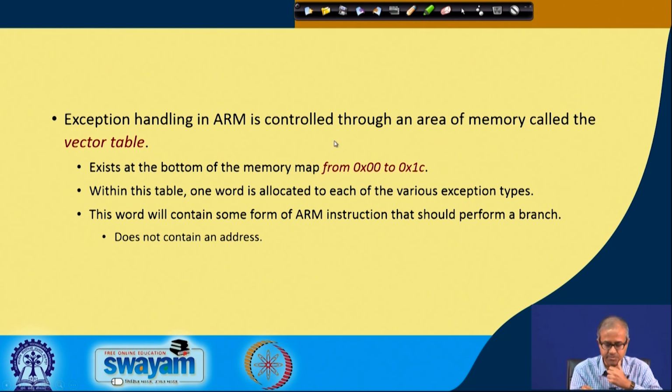So, this is what I have already mentioned. The vector table is stored from address 0x00 to 0x1C. One word is allocated for every exception type, and as I had said, this word will contain a branch instruction. It will branch to the corresponding interrupt handler. So, it does not contain any address, you should remember this.